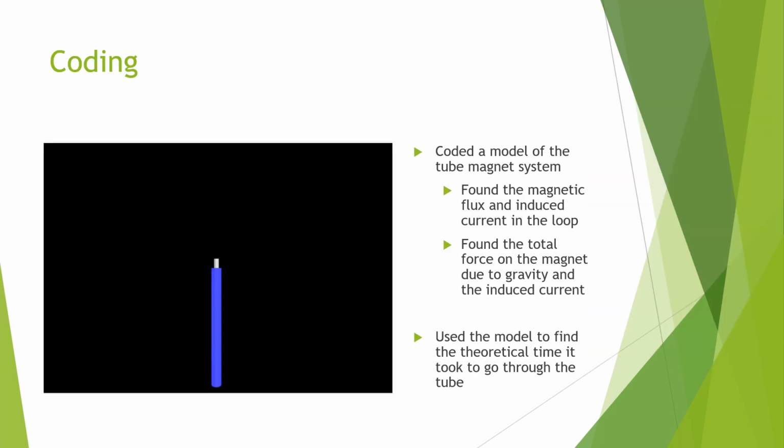Next was the coding section of the lab. In this section, I used my data and the starter code to create a model for the magnet falling through the tube. First, I found the magnetic flux and induced current in the loop. Then I found the total force by combining the force on the magnet due to gravity and the magnetic force from the rings on the magnet. Finally, I ran the simulation to find the theoretical time it takes for the magnet to fall through the tube.